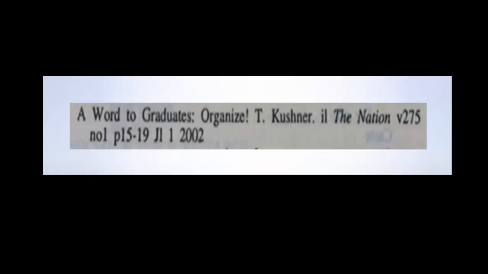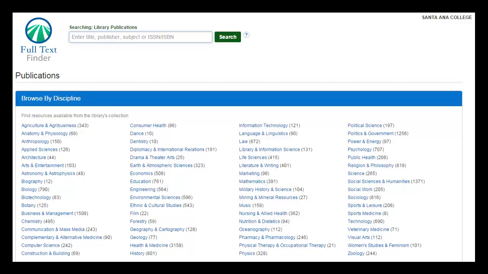Say, for example, that we found the following article citation in the Reader's Guide to Periodical Literature while looking for articles on student activism. The citation tells us that this article, titled A Word to Graduates, Organize, was published in the periodical The Nation. To find out if Neely Library subscribes to The Nation, and to find out if it's available in a print and/or online format, we will want to use the List of Periodicals Index.